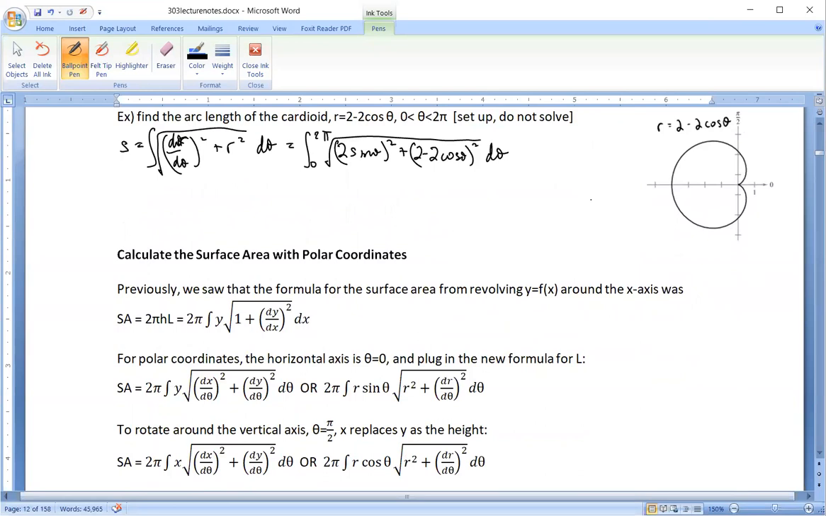And then as a side note, to rotate around the y-axis, which is now the theta equals pi over 2 line, note that your height is going to be x instead of y.